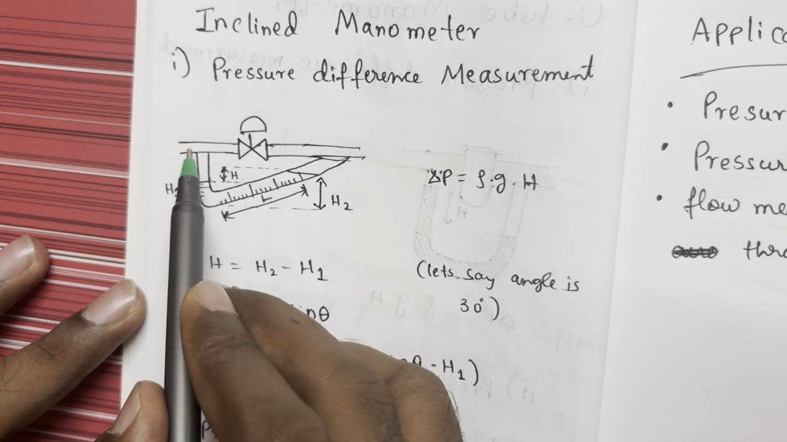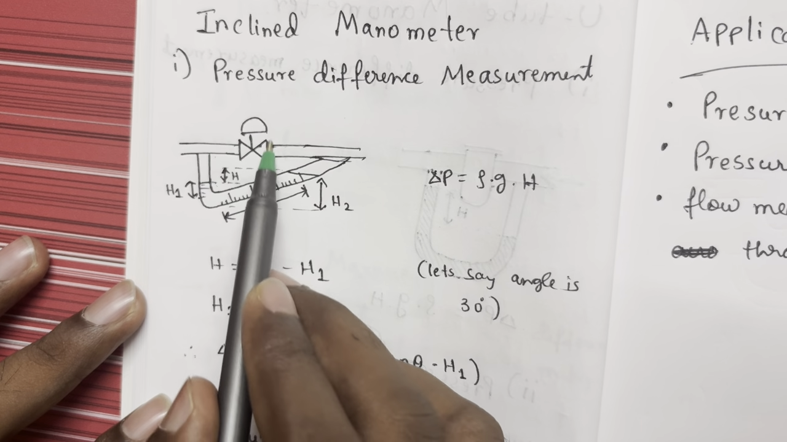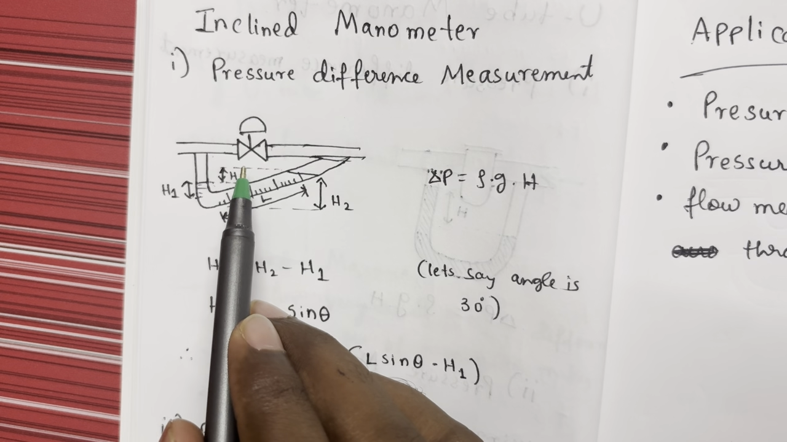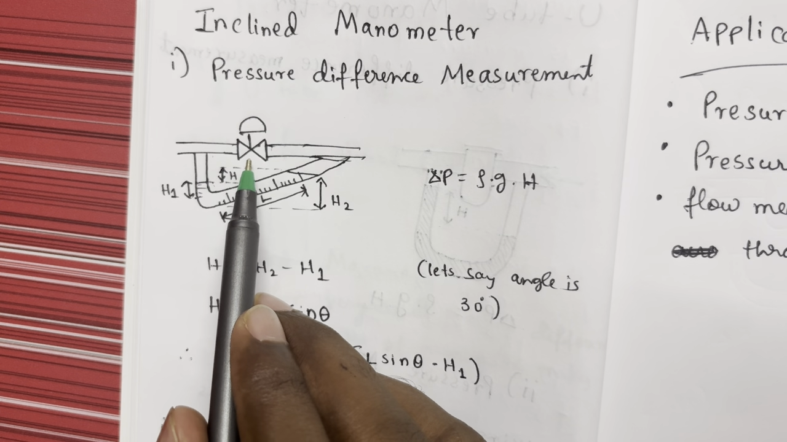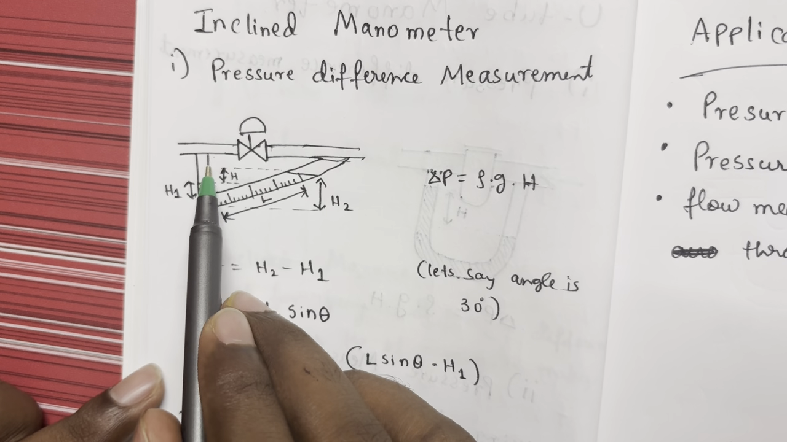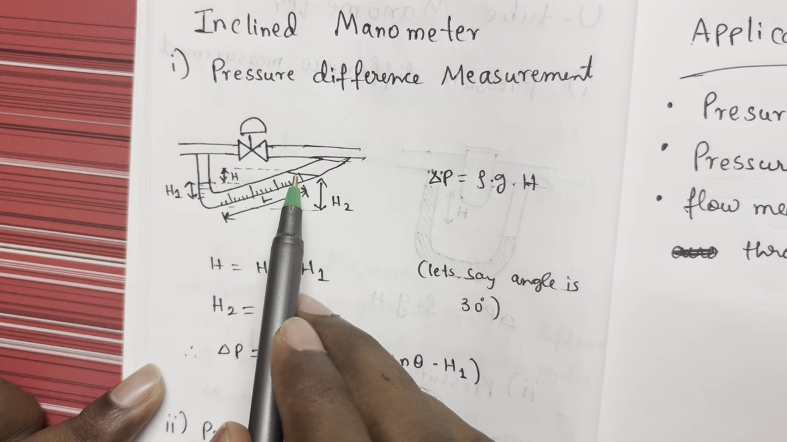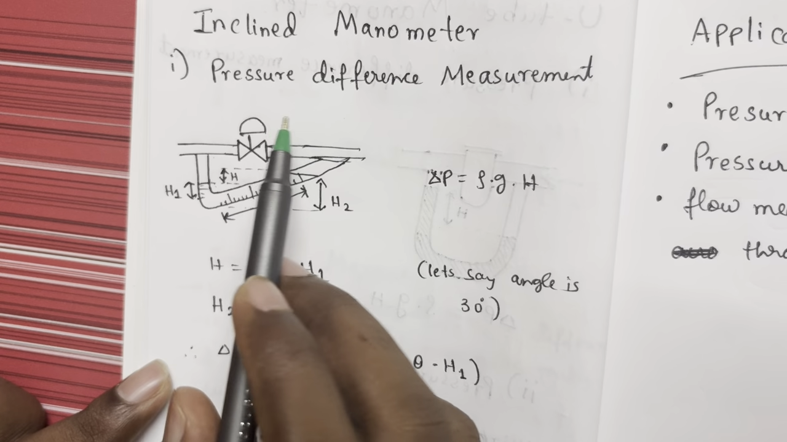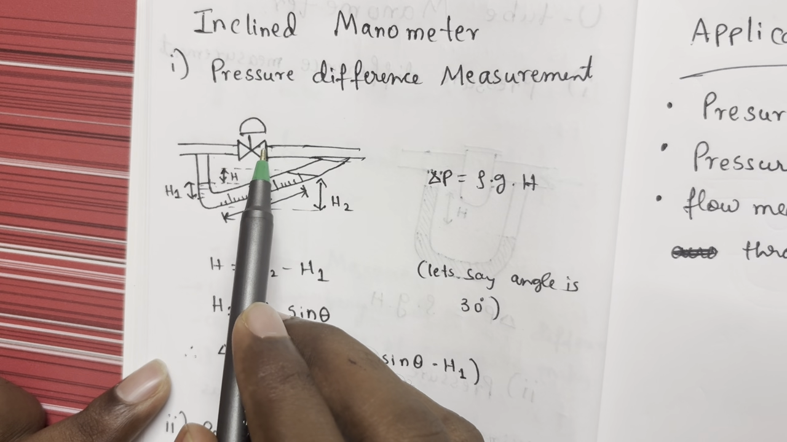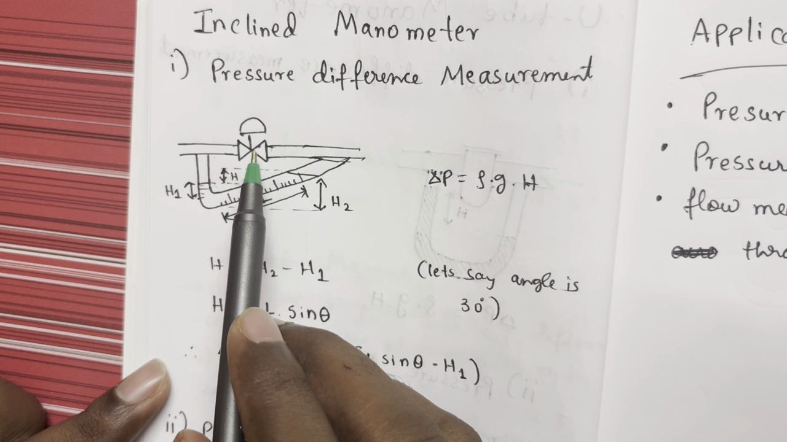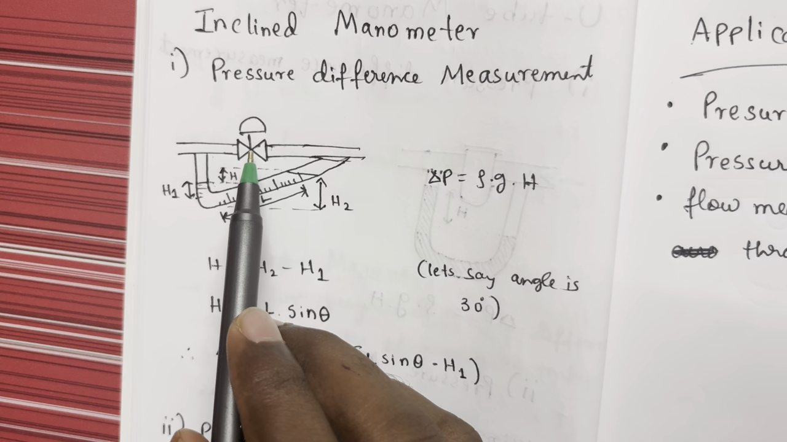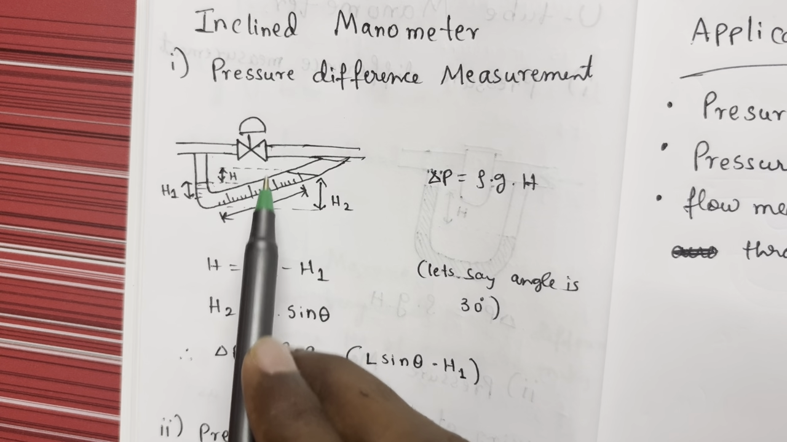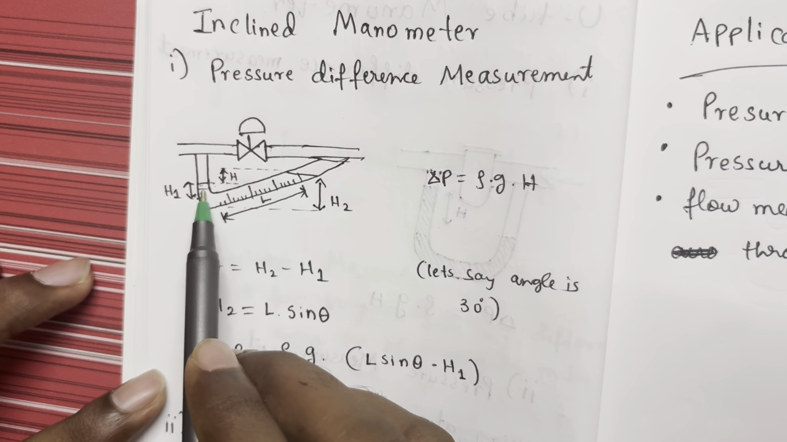Okay, now let's say I have this pipeline and I have a control valve in that pipe, and I want to measure the pressure difference across this control valve. What I'll do, I'll connect this inclined manometer. Now again, assuming that the pressure difference is very small, from a U-tube manometer it will be difficult to find out the exact height difference that the pressure drop has created. So I will use this.